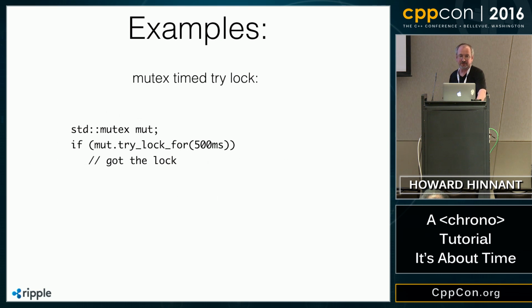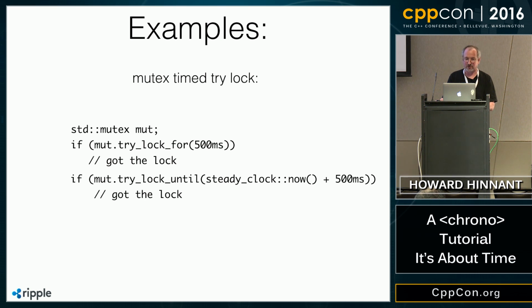The mutex functions have a try lock, a timed try lock, if you will. You can wait for a duration. In this example, I'm waiting for half a second, 500 milliseconds. You can also wait until a specified time. So for example, here I'm saying, okay, now plus 500 milliseconds, which is the exact same thing.